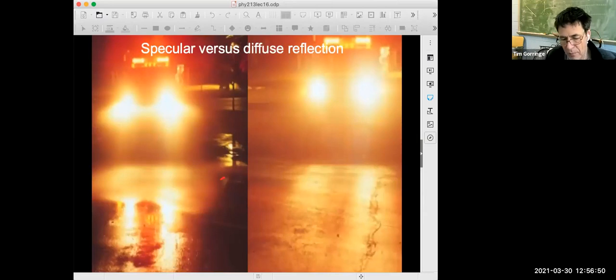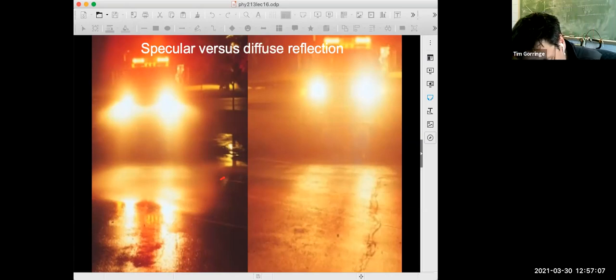Here's a picture, a left and a right on this picture, showing you the difference between specular and diffuse reflection. On the left-hand side, we've got specular reflection, when the light of the headlights of the truck is reflected off the wet road surface. You tend to see specular reflection there, where the angle of incidence equals the angle of reflection. So this is specular.